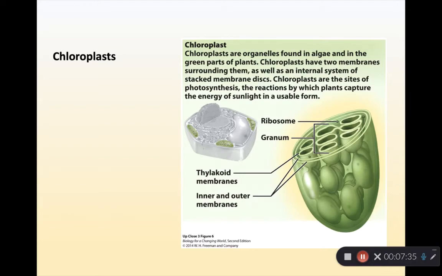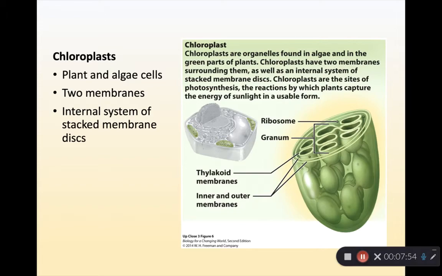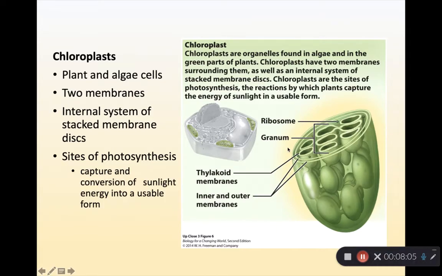And then lastly, I want to talk specifically about chloroplasts. We discussed this briefly in our plant lecture as a structure unique to plants and algae cells. It's an interesting organelle in that it has two membranes and an internal stacked structure of discs. This is the site where photosynthesis occurs. They're able to capture and convert sunlight energy to a usable energy form that the cell can then use.